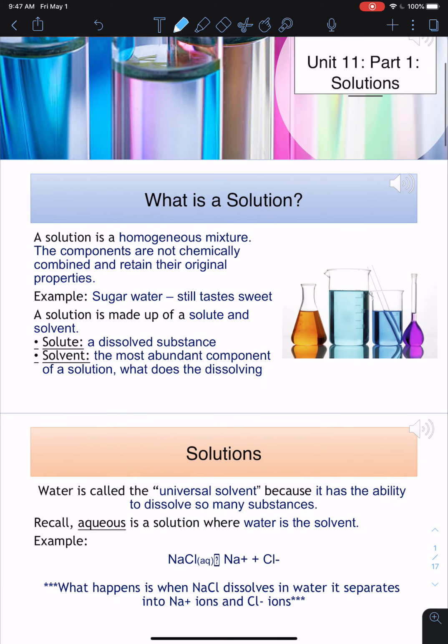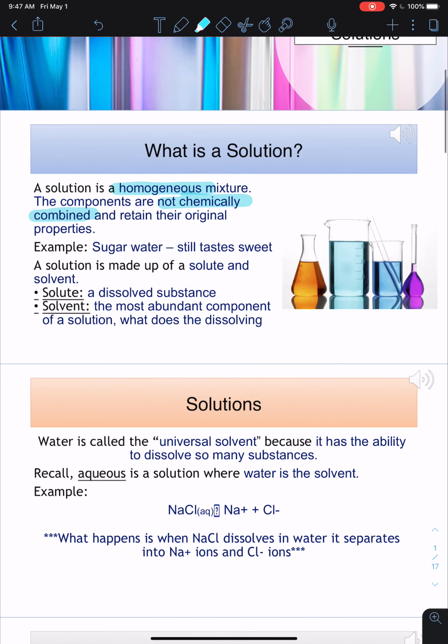So the first thing that we're going to talk about is what is a solution. A solution is just a homogeneous mixture. Homogeneous means that it's all mixed the same. You can't tell the components apart. And it's important to know that a solution is not chemically changed. They're not chemically combined. There's no reaction that has happened. These two things are just being completely intermixed with each other, okay? And they retain their original properties.